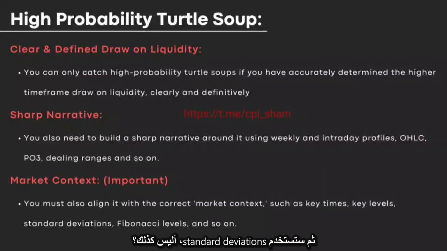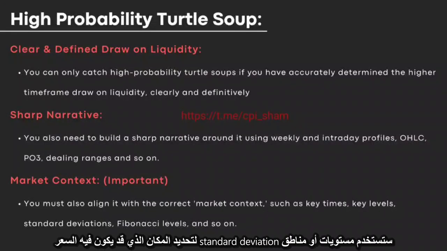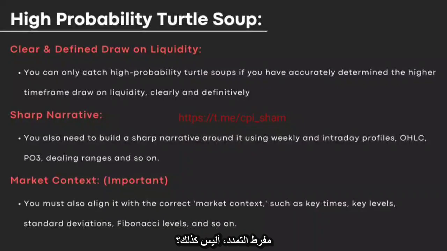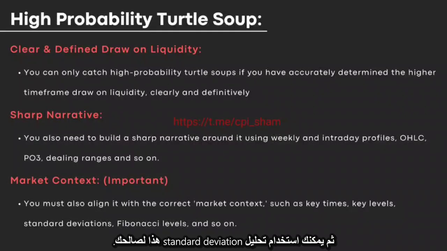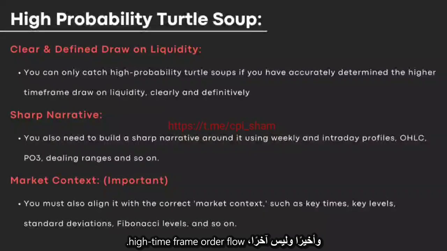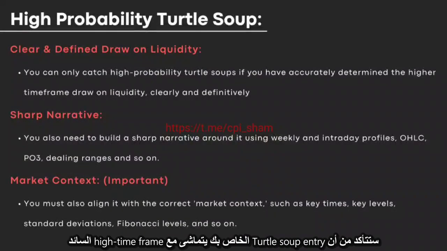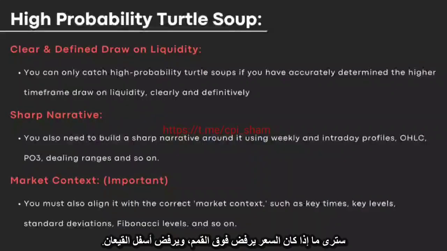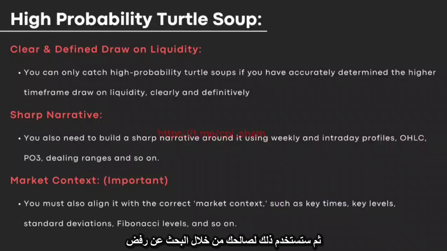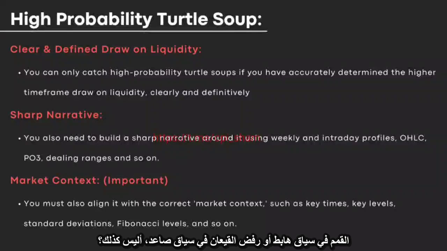And then you're going to use standard deviations, right? You're going to use standard deviation levels or zones to identify where price might be overstretched, which will increase the likelihood of a reversal. And then you could use that standard deviation analysis in your own favor. And then last but not least, high time frame order flow. You're going to make sure your trade aligns with the prevailing high time frame order flow, right? You're going to see whether price is rejecting above highs or rejecting below lows, and then you're going to use that to your own advantage by looking for rejection of highs in a bearish context or a rejection of lows in a bullish context, right?